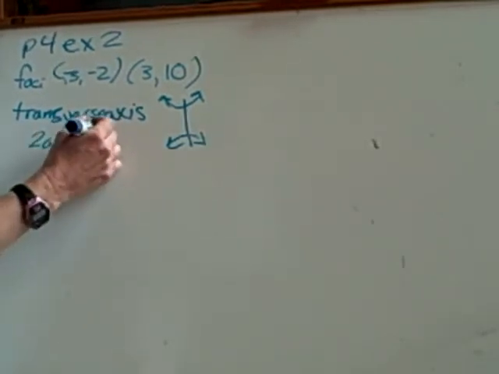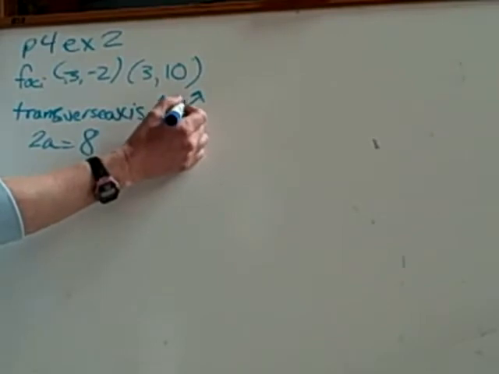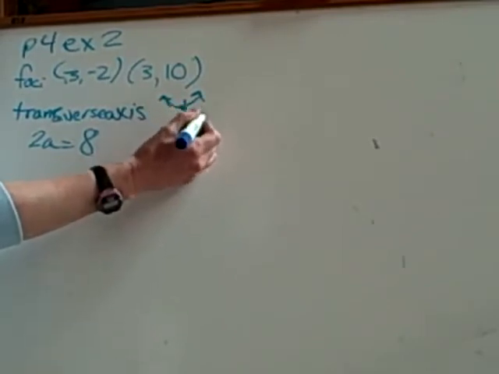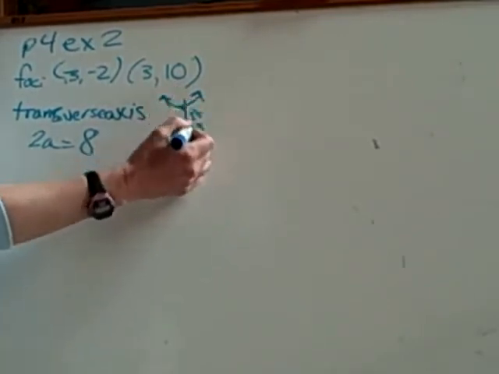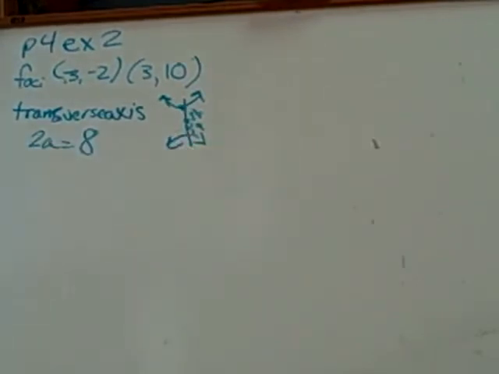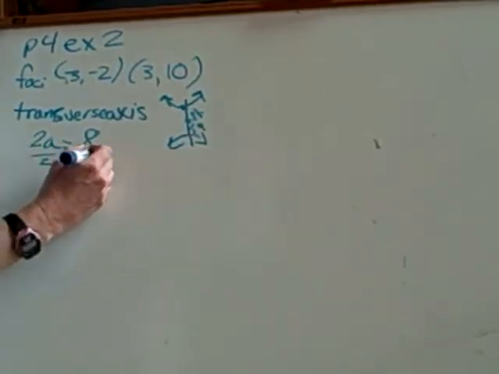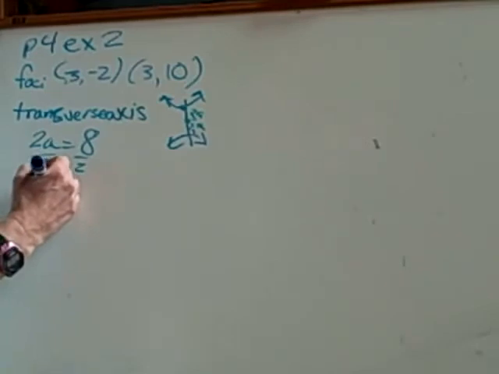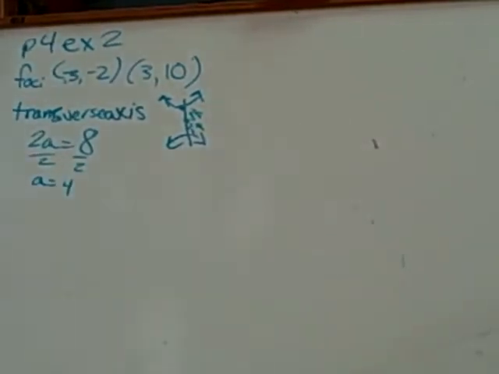Okay, so we know the distance from the center to whatever the vertex is, that's a. So the length of the entire transverse axis is 2a. So 2a equals 8. I divide both sides by 2, and I get a equals 4. And what we're trying to do here is come up with the equation, correct? It told me where both of my foci were.